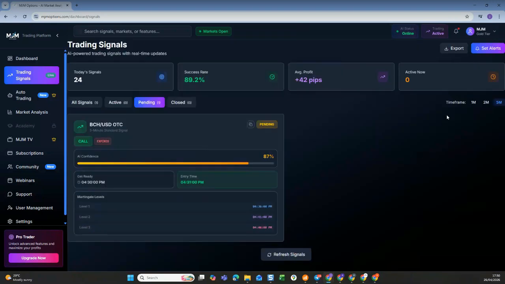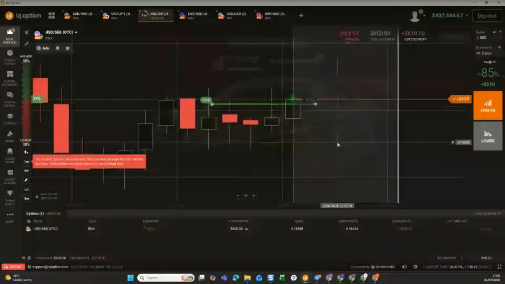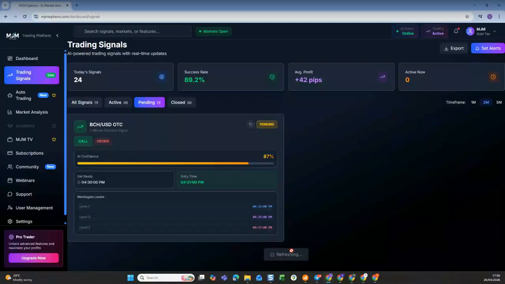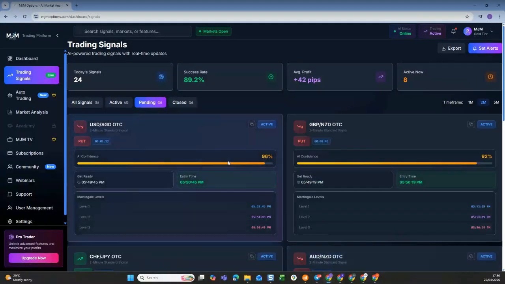Now, when you go to 2 minutes, same idea. You use the same idea. Make sure you're looking for AI confidence of 90 to 99. Look at this, the timer is above 2 minutes. You copy the signal, you paste it somewhere, then you execute it on the entry time.